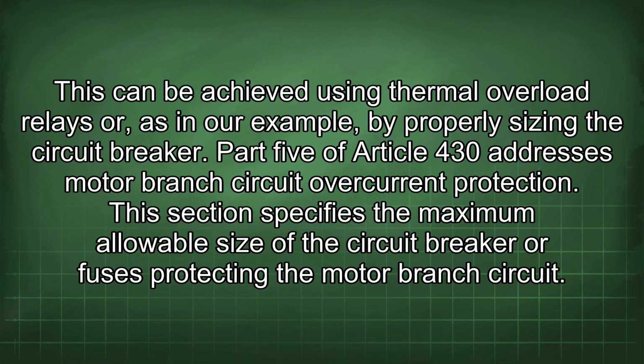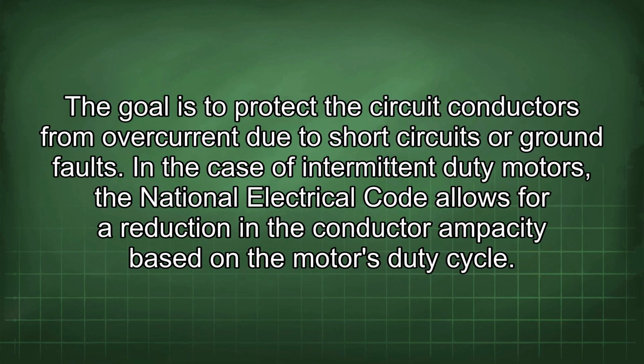Part 5 of Article 430 addresses motor branch circuit overcurrent protection. This section specifies the maximum allowable size of the circuit breaker or fuses protecting the motor branch circuit. The goal is to protect the circuit conductors from overcurrent due to short circuits or ground faults.